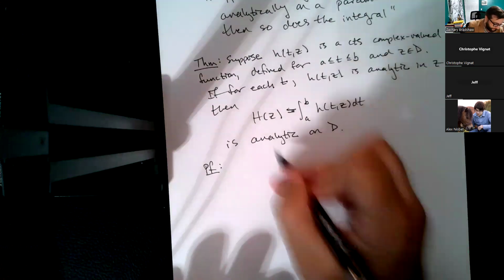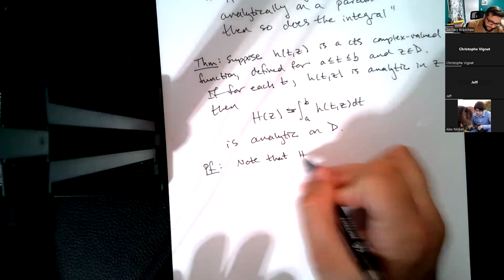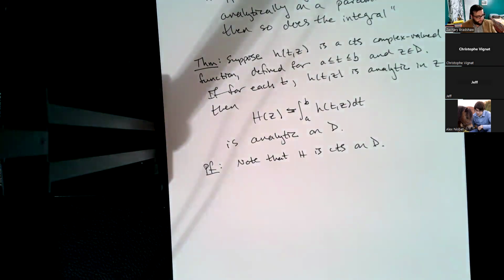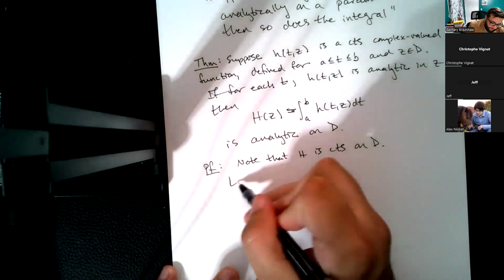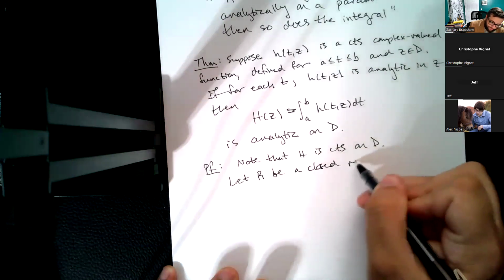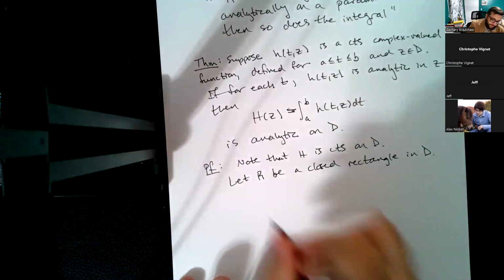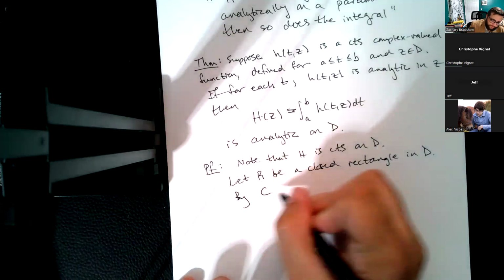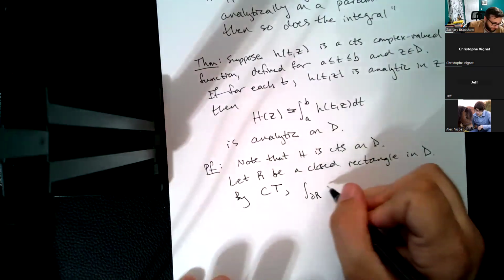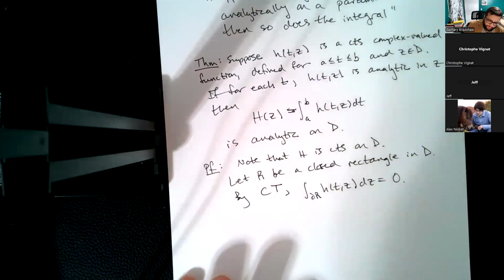So here's the proof. Note that capital H is continuous on D. And let R be a closed rectangle. Then by Cauchy's theorem, the integral along the rectangle is 0.